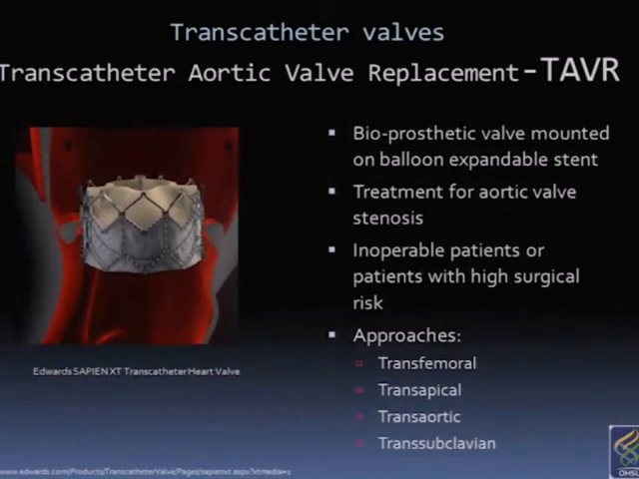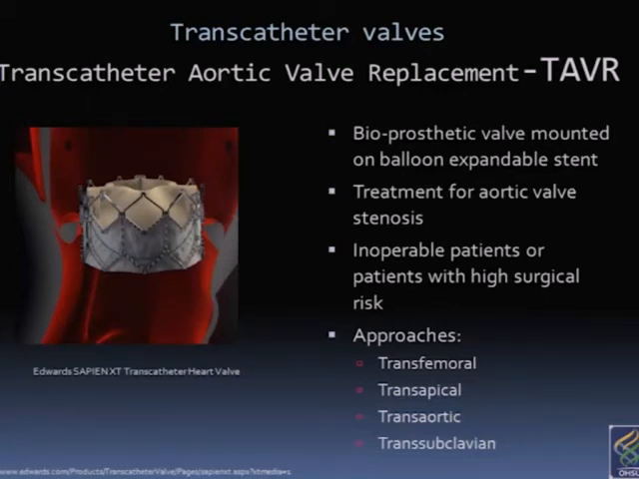They are bioprosthetic valves mounted on a balloon expandable stent, and they are used in the treatment of aortic stenosis. There are multiple approaches how these valves can be placed. The most common one is the transfemoral approach, but they can be placed transapically, transaortic, or transsubclavian. And it is important to know how they were placed, because that also will tell you what possible complications this patient will have after placement of the valve.